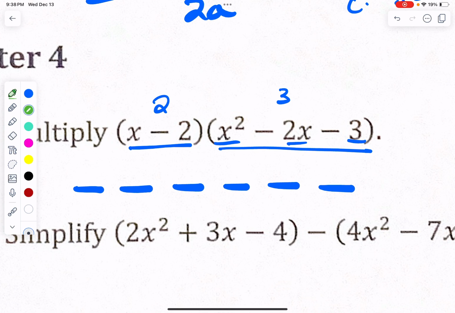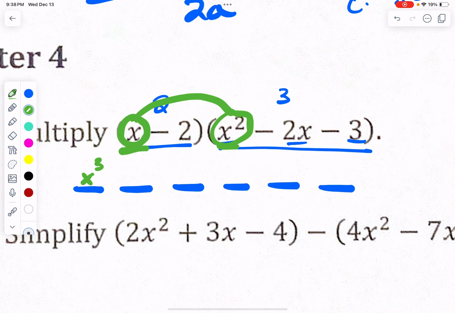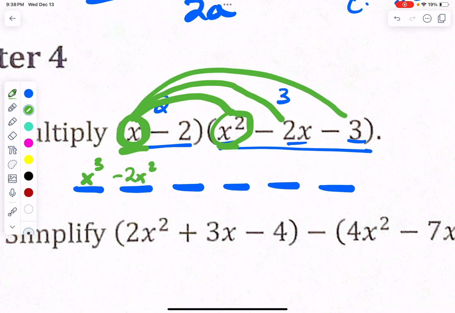First thing I'm going to multiply is x. I'm going to take him times x squared, like this first piece times this first piece. I do like that first rainbow. X times x squared is x to the third, okay? Then I keep going with my x, but I'm going to take him times the second piece. X times negative 2x is negative 2x squared. And then I take him times the last piece. X times negative 3 is negative 3x, okay?